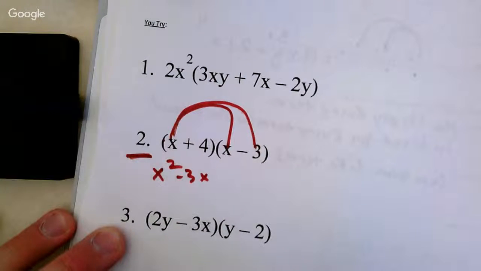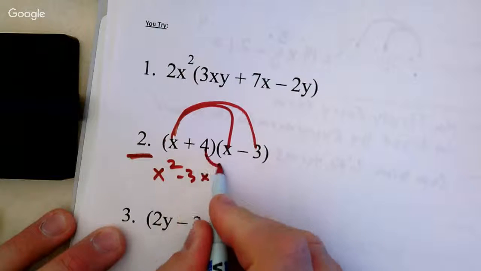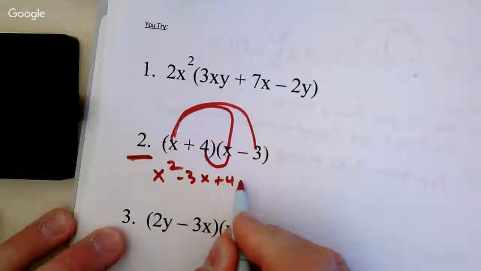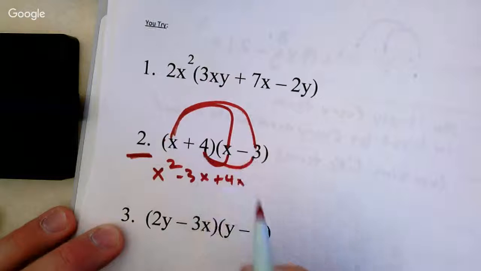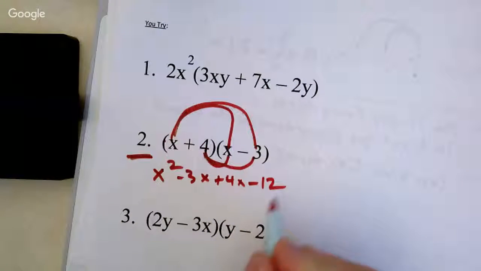-3x. Next, what's 4 times x? The inner two. Yep, plus 4x. And then 4 times -3 gives me -12.